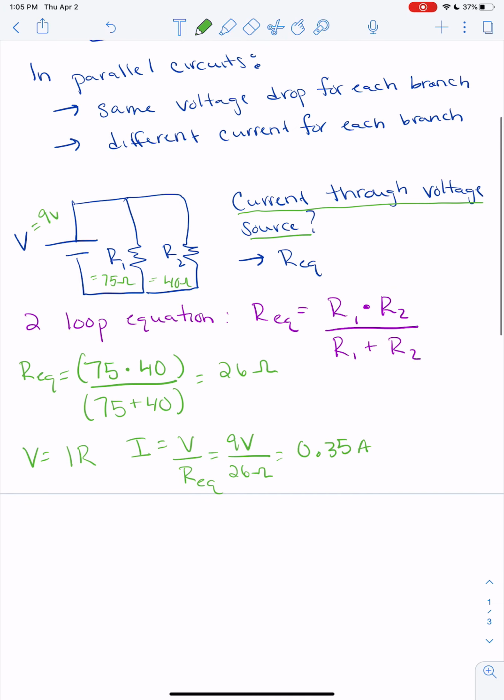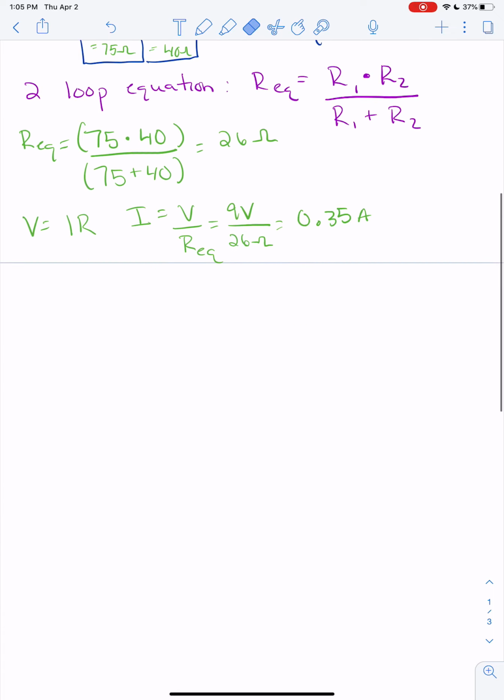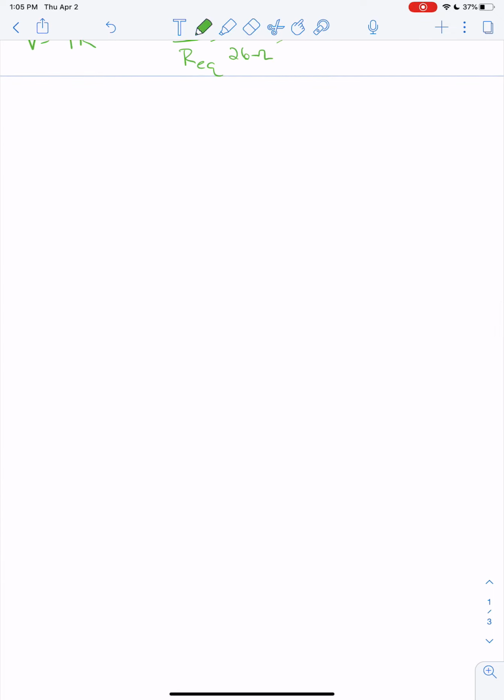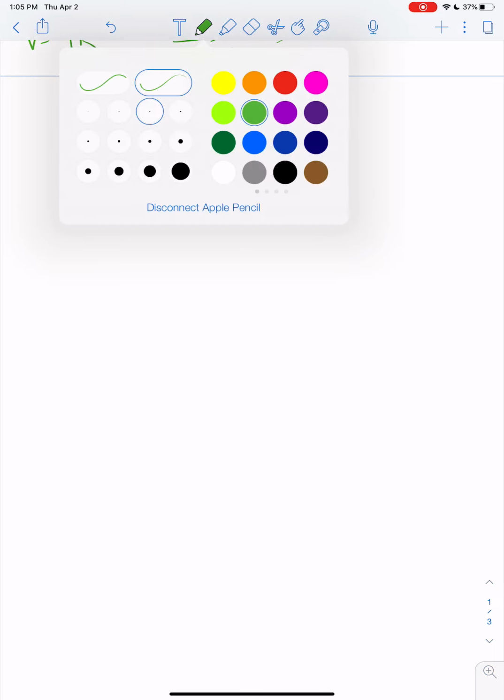So this is how, if we have two branches, you could solve for the current through a voltage source. We just use this two-loop equation. Then you plug in your resistances to find your equivalent resistance. Then you use V equals IR to find the current through the voltage source. All right, but it is possible that we have a larger circuit, something that has 3 or more branches. Let's draw an example of that.